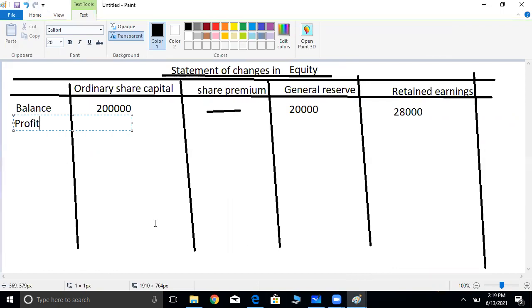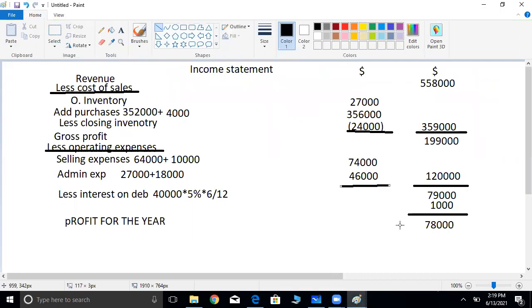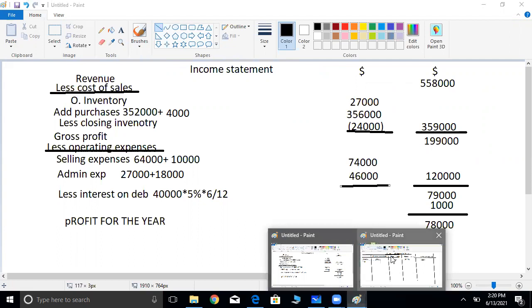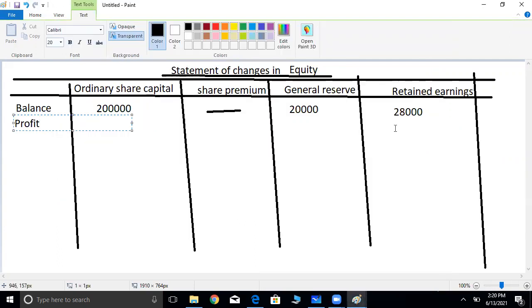After that, next we write the profit for the year. Profit for the year is given in the question. We have already calculated profit for the year, and that is 78,000. So I will write profit for the year 78,000 in the profit column, obviously, which has come forward from the income statement. And right over here 78,000.